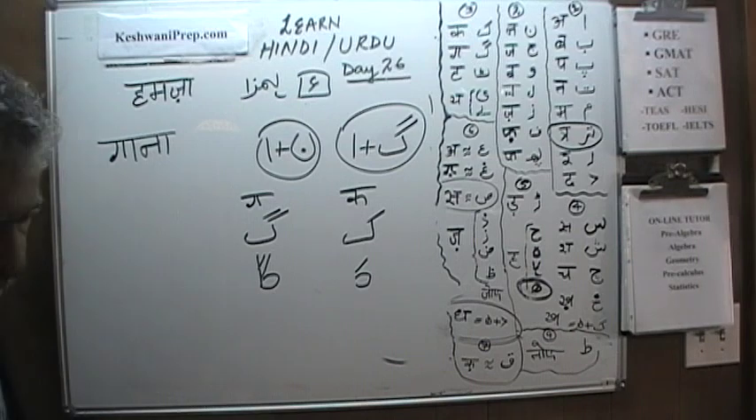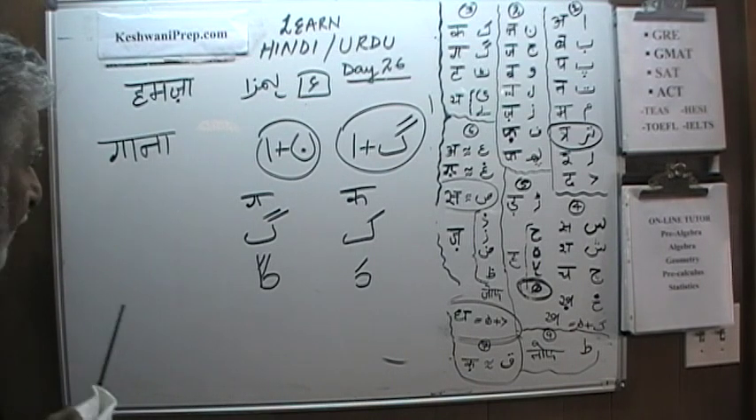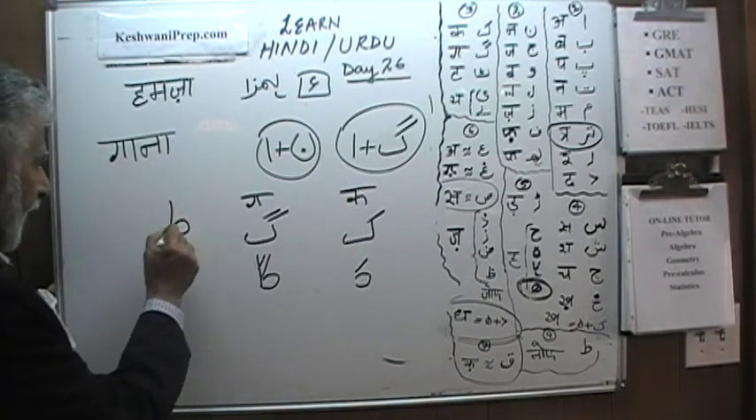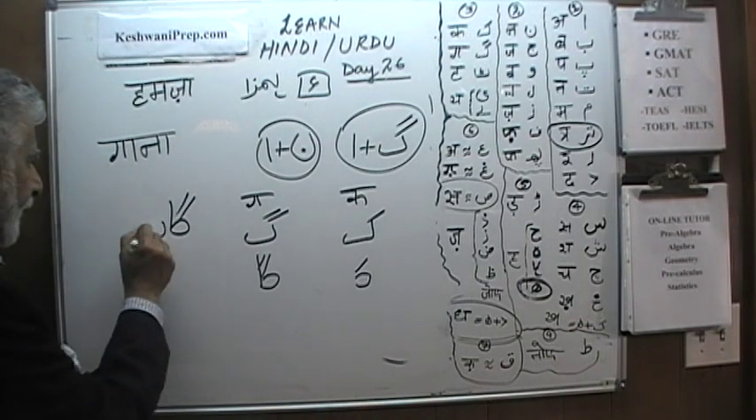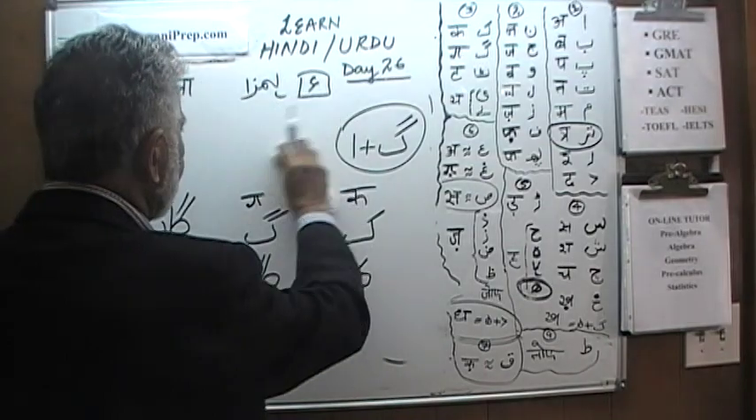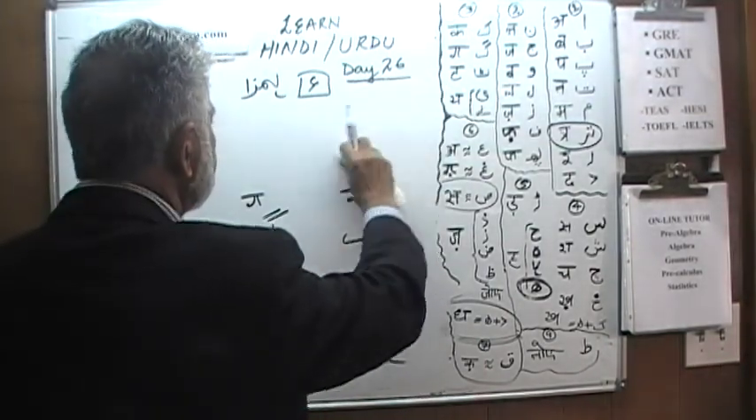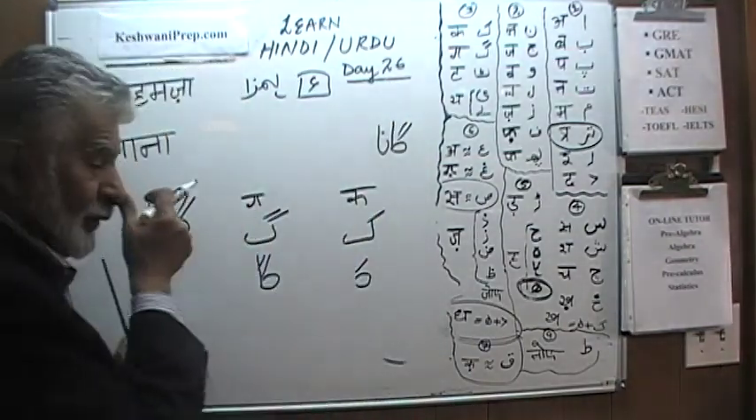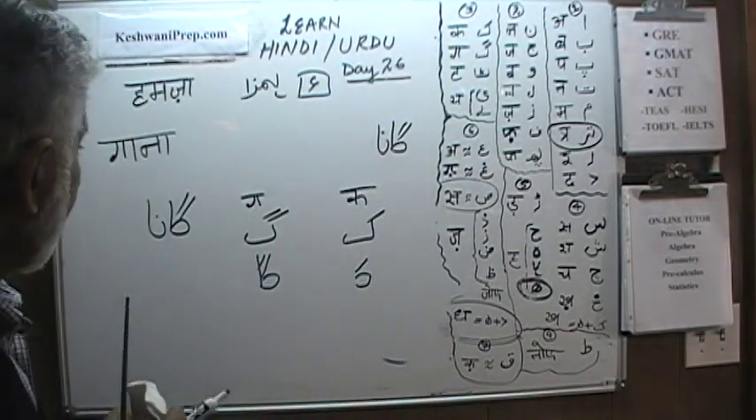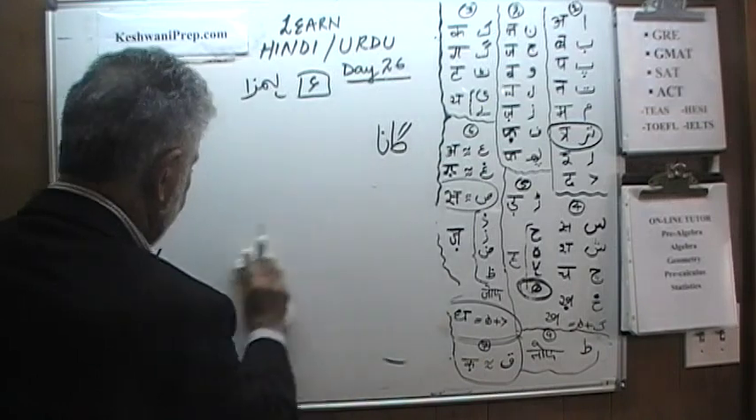And now you're going to see how it looks when it's written freehand. Gana. Ga, like this. That's how you write it. Ga, and then na. Gana. And you can pretty much guess what I'm about to write next. Gana what?